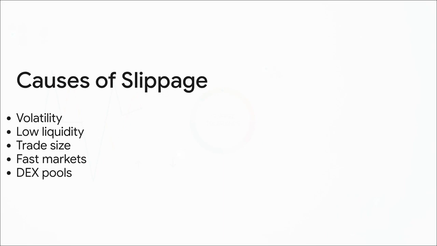Then you've got trade size. Massive orders will just chew right through thin order books. Fourth, fast-moving markets reacting to, say, breaking news or sudden token launches. And finally, number 5, trading on decentralized exchanges or DEXs, where trading against small liquidity pools actually mathematically alters your final price based on the pool's ratio.